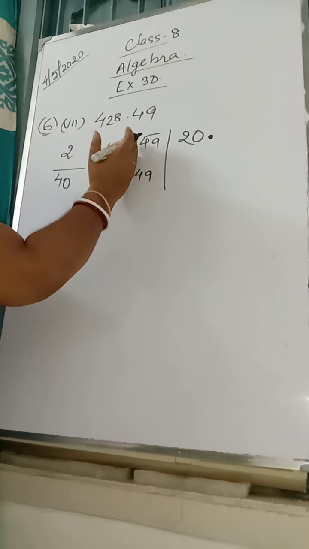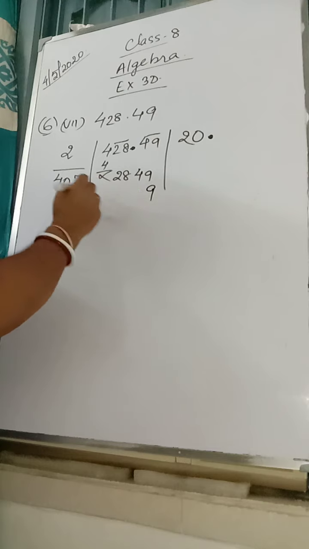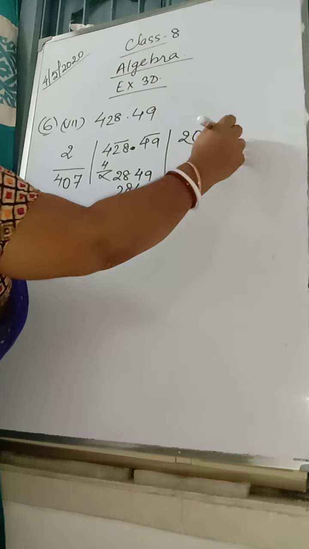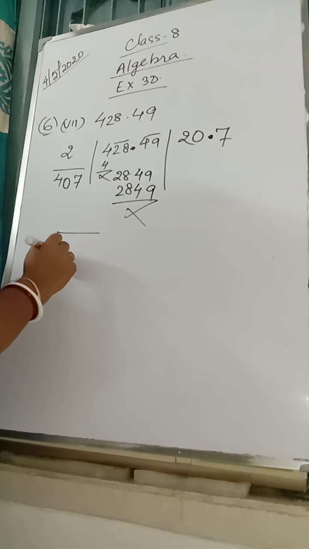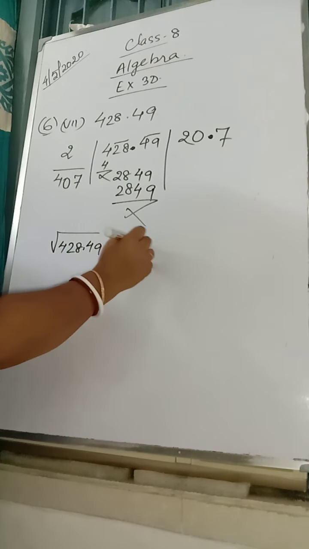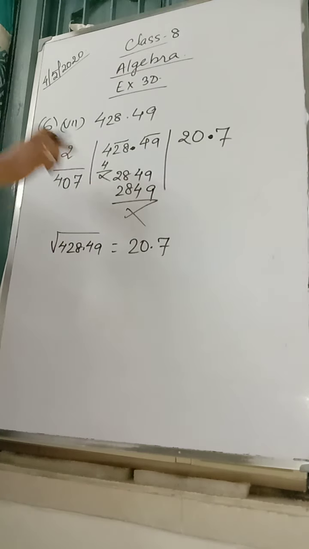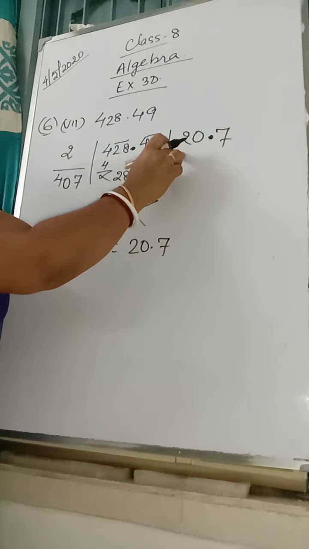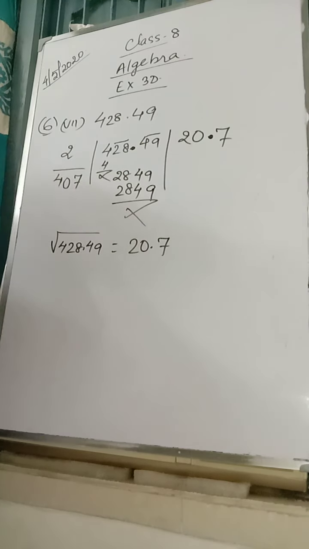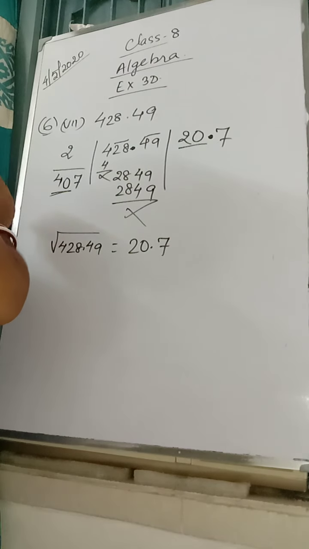Now, hide 1 digit, 2 digits, 4 sevens are 28. So we will place 7 here. 7 sevens are 49. 7 fours are 28. Understood? What we are going to do? 428.49 gives you 20.7. Do not forget to place 0. If it is not divisible, place 0 at the quotient place and place 0 at the operation place where you are doing the calculations, because double of 20 is 40, not 4.